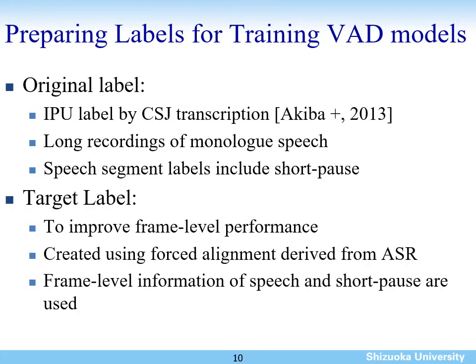Though the original segment level labels using inter-pausal units provided by CSJ transcription for long recordings are available, we have prepared target labels using forced alignment derived from ASR system. Since the original label may include short pause in speech segments and we are using a DNN-based VAD that estimates speech or non-speech frame by frame, we have created frame level target labels assuming that it will give better performance.